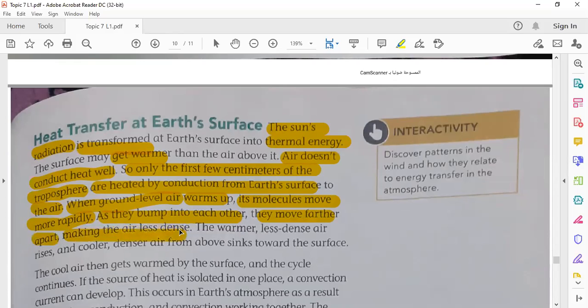Because they are moving farther apart from each other, the air becomes less dense. The warmer, less dense air rises, as I told you. And the cooler air that is denser, the cooler, denser air from above sinks toward the surface.